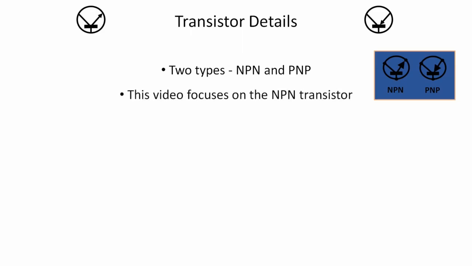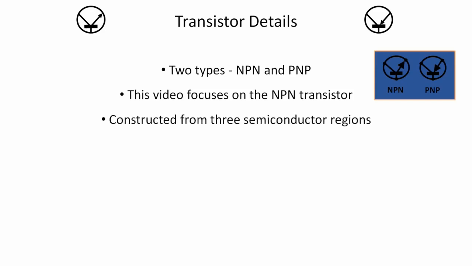This video is going to focus on the NPN transistor. I think if I try and do both, it'll be confusing. It's confusing enough for me, and I'll probably confuse you further. It's constructed from three semiconductor regions. The NPN there you can see.